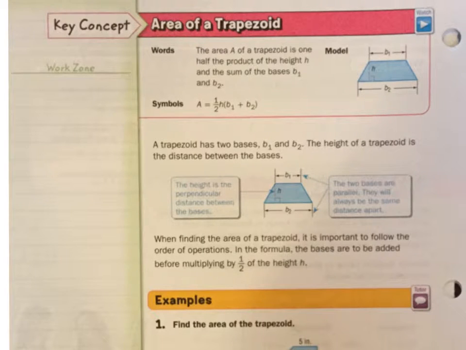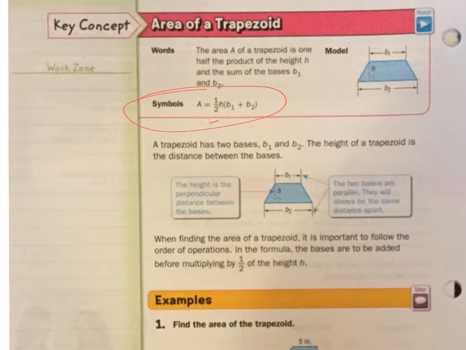Okay, this is lesson 3, area of a trapezoid. We're going to learn the formula for it and to be able to figure out the area of any trapezoid. We've done the area of a parallelogram, the area of a triangle, and now we want to do a trapezoid. So the formula is this.